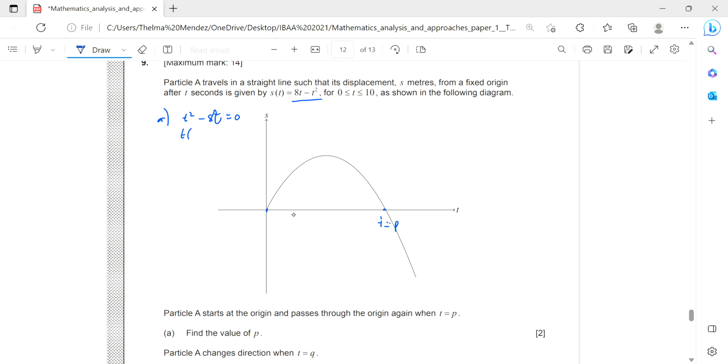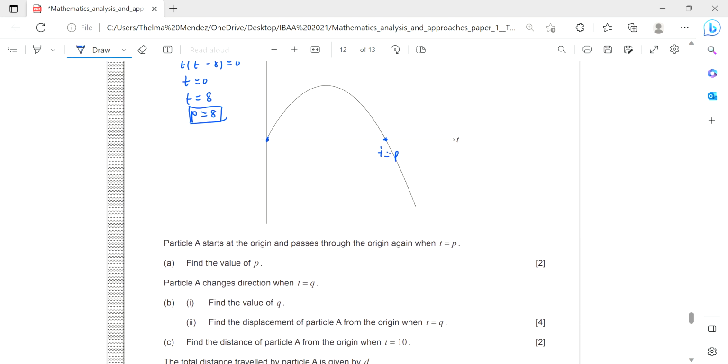So we can factor this out. t times t minus 8 equals 0. So t equals 0 and t equals 8. So the first t is 0 and t equals p is 8. We will not take the 0 into consideration anymore because this is given. So this is the only answer we need. So we say p equals 8. Okay, the next question.